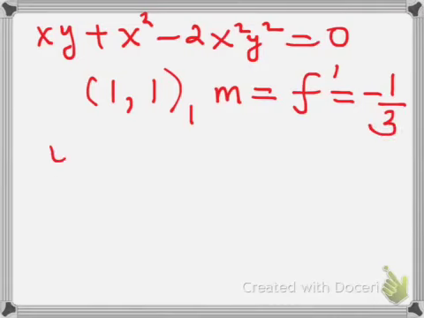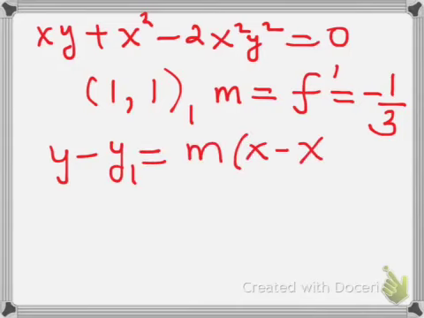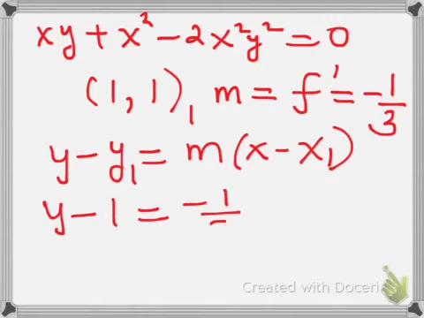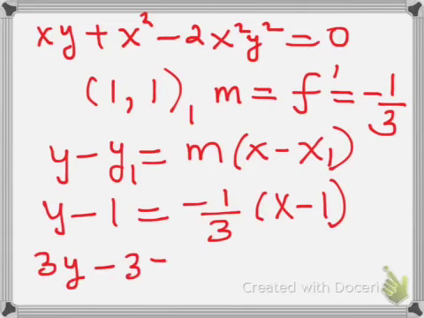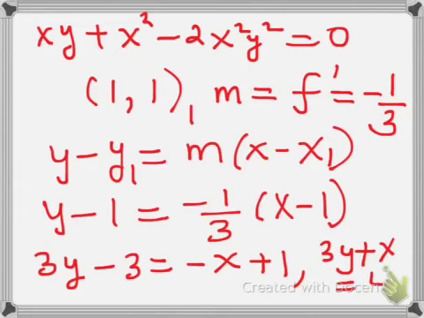So use the equation y minus y1 equals m times (x minus x1), which is the same as y minus 1 equals negative 1/3 times (x minus 1). Right? So let's multiply by 3: 3y minus 3 equals minus (x minus 1), or you can have it as 3y plus x equals 4. If I did everything correctly, it's 3y plus x equals 4. That's my equation right here.